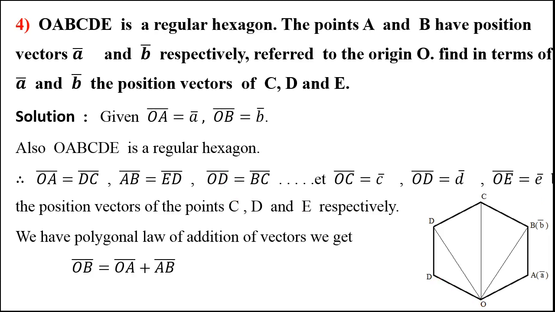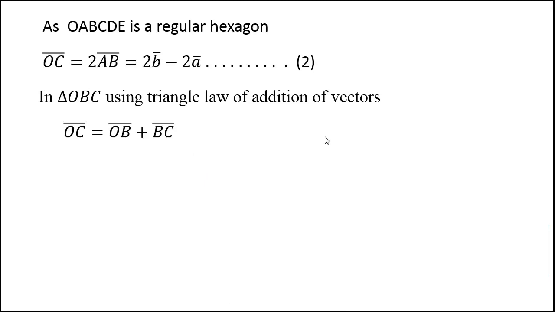आता आपण हा पाहूयात. OB बार इज इक्वल टू OA प्लस AB. Therefore this vector AB bar is equal to OB minus OA. ह्या वरच्या इक्वेशन मधून हा OA इकडे नेलेला आहे. सो AB बार इज इक्वल टू B बार मायनस A बार, म्हणजे मला हा AB बार मिळाला. AB बार मिळाला म्हणजेच ED बार मिळाला. Now OABCD is a regular hexagon. Therefore OC is equal to 2AB bar, means 2B bar minus 2A bar.